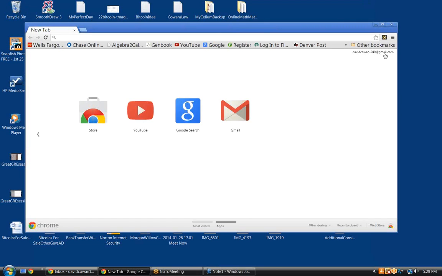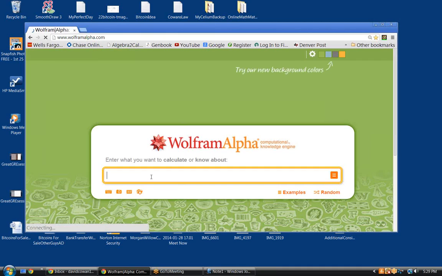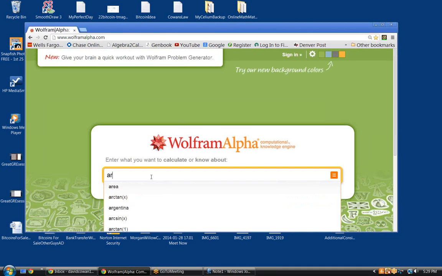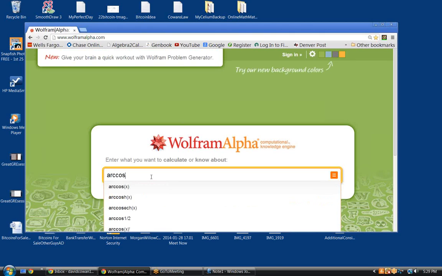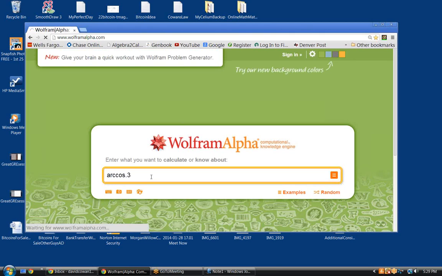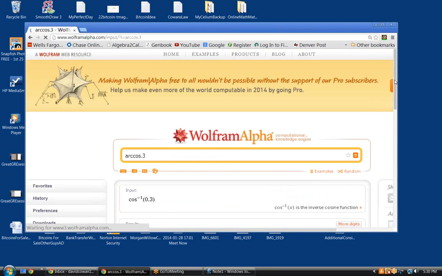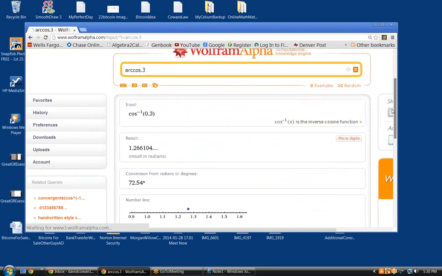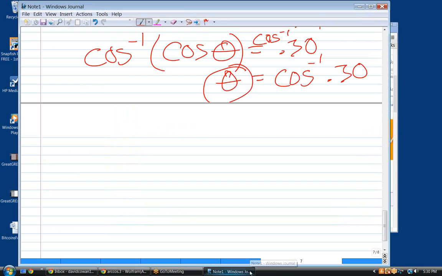I don't have that on this little calculator, but I can go to Wolfram real quick. Yeah, it'll give it to me in both degrees and radians. This is a wonderful thing, this Wolfram Alpha. It'd be nice if our graphing calculators worked like this. So that angle is 72.54 degrees.